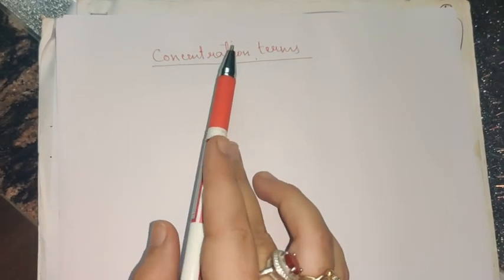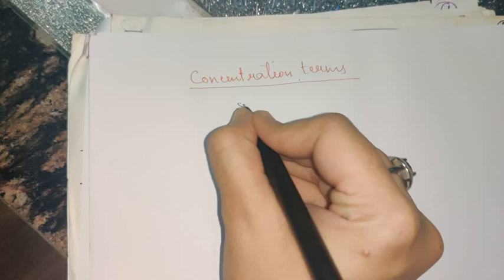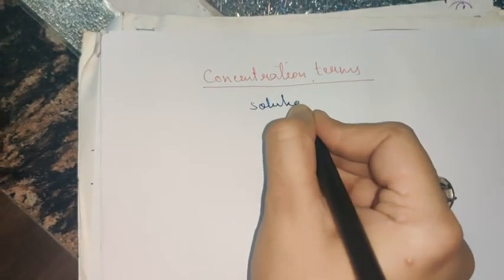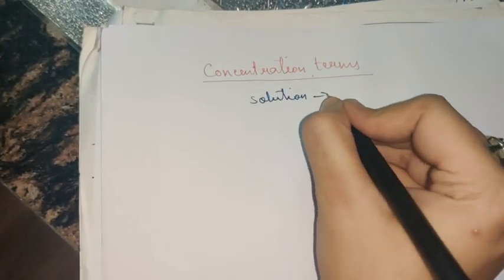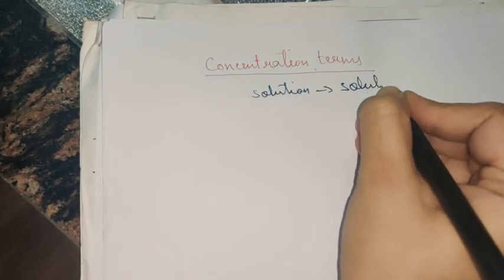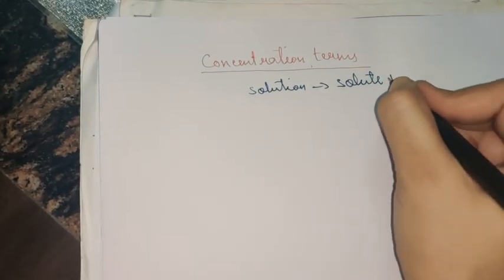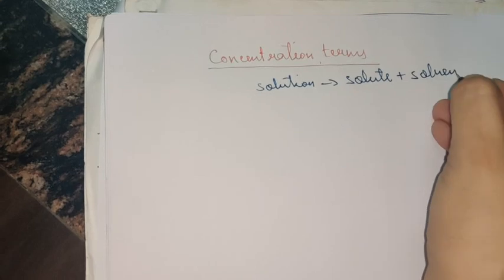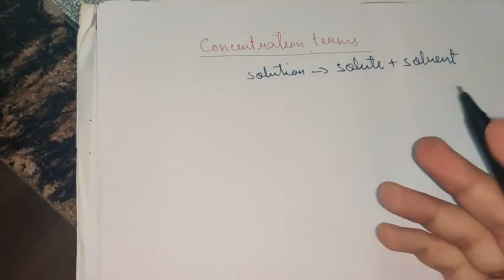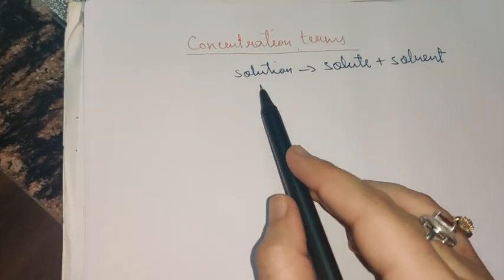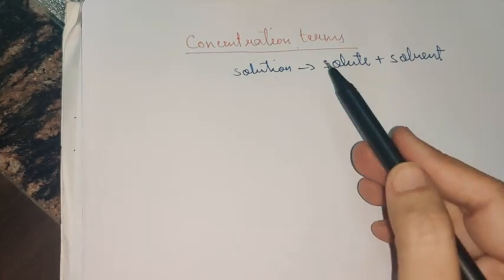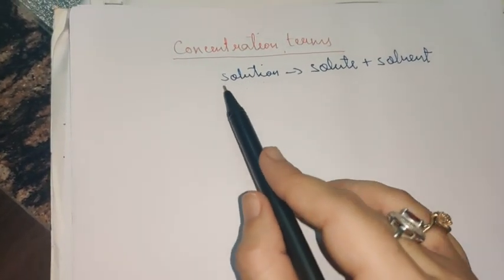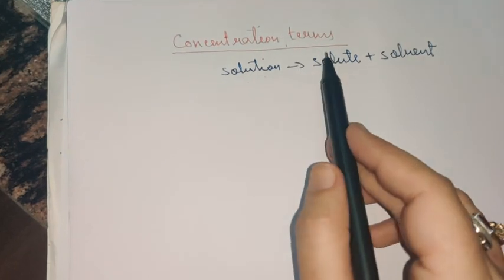When we talk about a solution, we all know that a solution is generally made up of a solute dissolved in a solvent. A solute dissolved in a solvent. Now, what can be the various terms which can be used to represent the concentration of the solution?